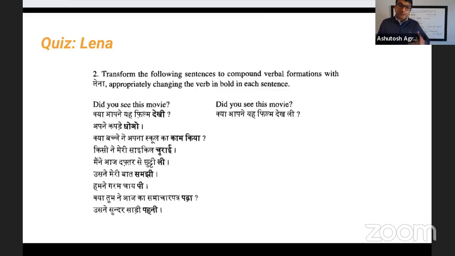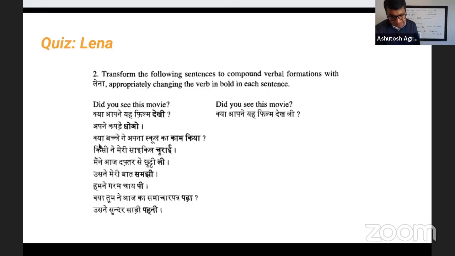Sometimes at some age, moms are stern, right? They're like, I'm not washing your clothes. You do it for yourself, right? So this is that scenario. Apne kapde dho lo. Otherwise, I'm not gonna wash it, and you will be wearing the same clothes again, right? That's very good. Who else? Let's see.